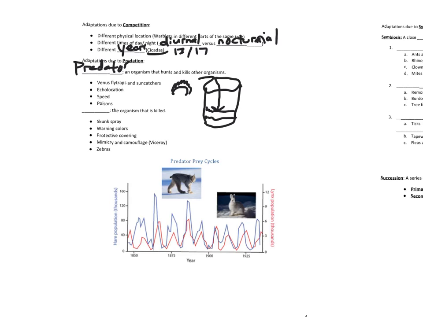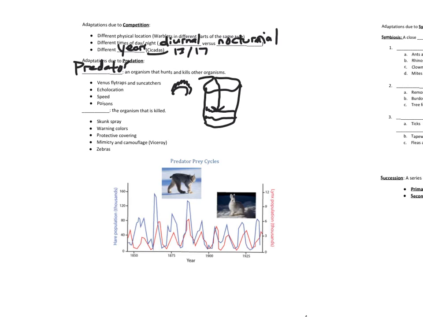You have a lot of predators that rely on their speed, some that rely on poisons, right? All to help them adapt to becoming better predators to get the resources that they need to be able to, like I said, with what it means to be a living organism, to be able to grow and to be able to reproduce.